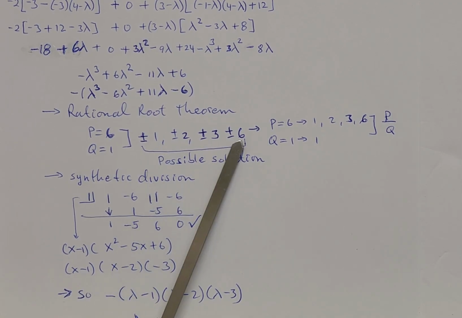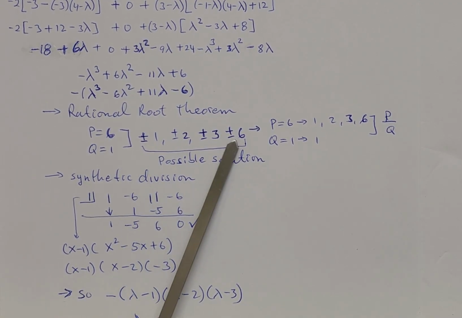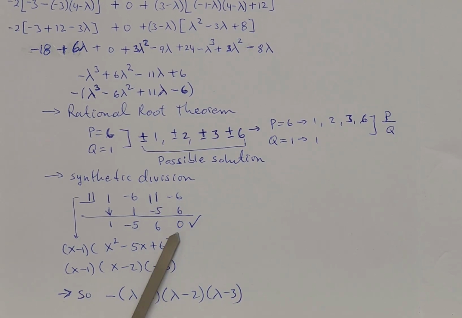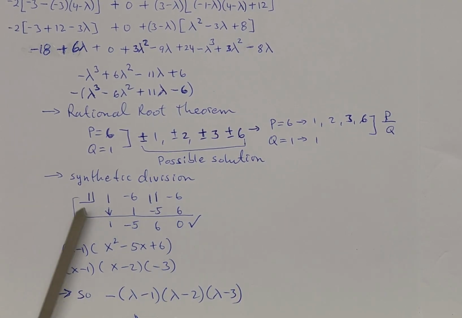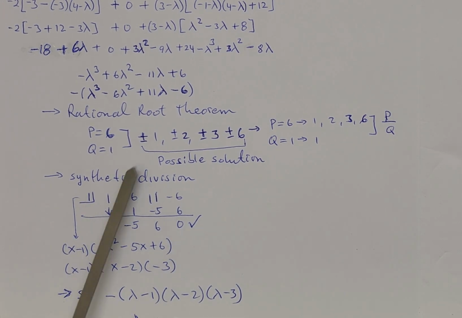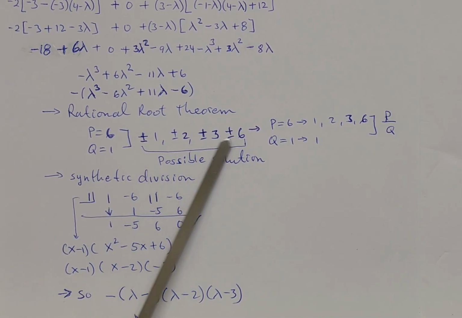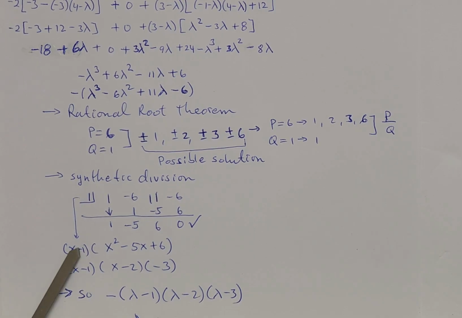You got to use one of these numbers in this list. One more time, in synthetic division, if the result is equal to 0, then 1 is the solution. If this is not 0, you have to try another number from the list. Now, since this is a solution, bring it down.